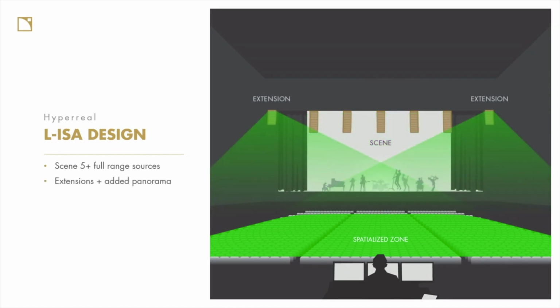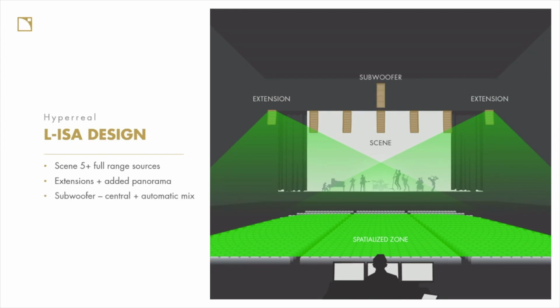We can enhance that panorama. So we can make that panorama larger than just the scene itself, and that's by adding some extensions. And those extensions, once again, try to cover the same area as the scene. And for everyone sitting in that spatialized zone, they can hear the entire scene and the extensions. And now our audio landscape is even larger than the visual landscape with just a couple of extra speakers.